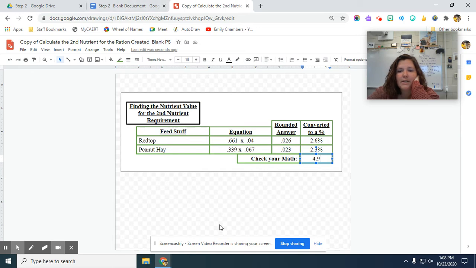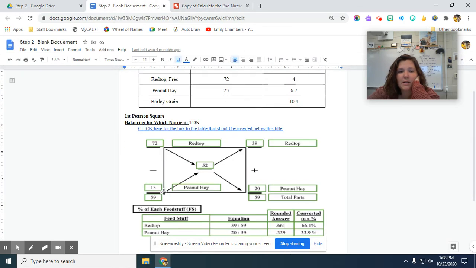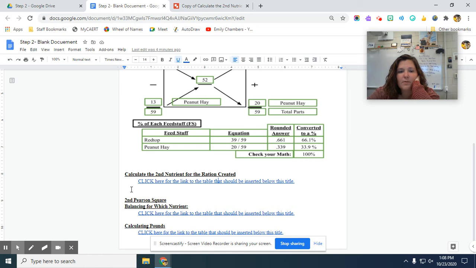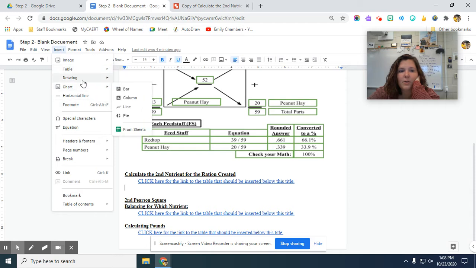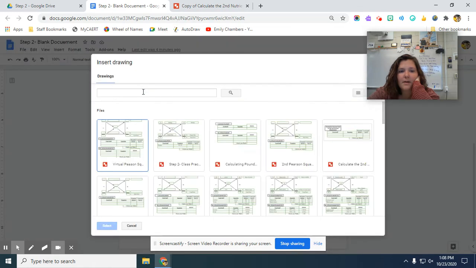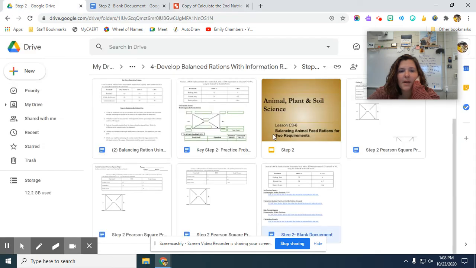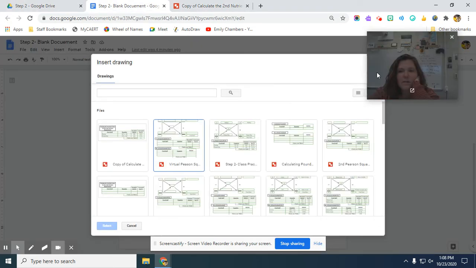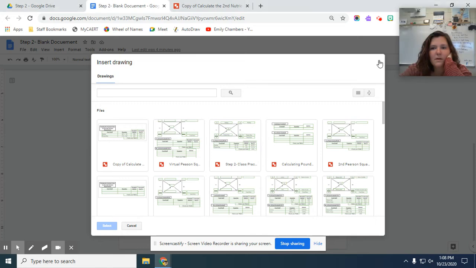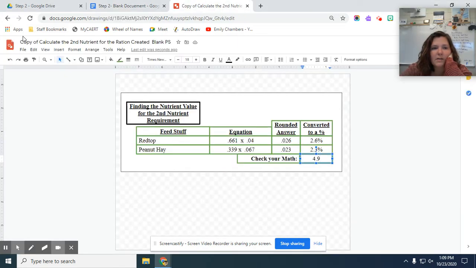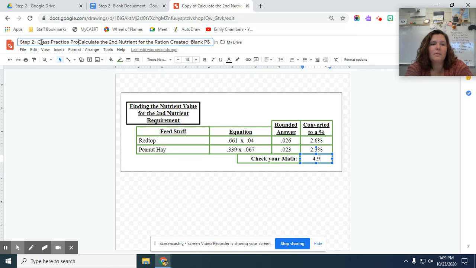So we're going to insert this document right here. So same as before, we're going to click right here, go to insert, go to drawing from the drive. Ooh, and I didn't rename this, so I'm not going to do that. I'm going to exit this and go back and rename this, only because if I don't, I'll get lost. Step 2, class practice problem.